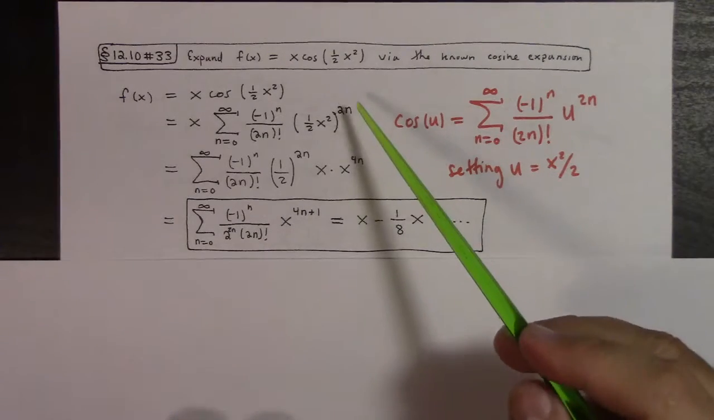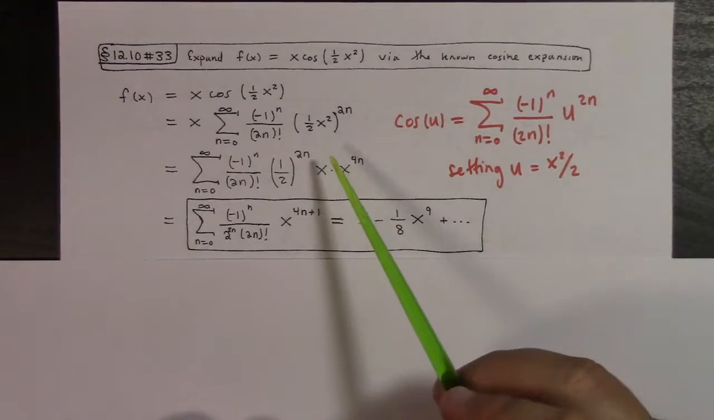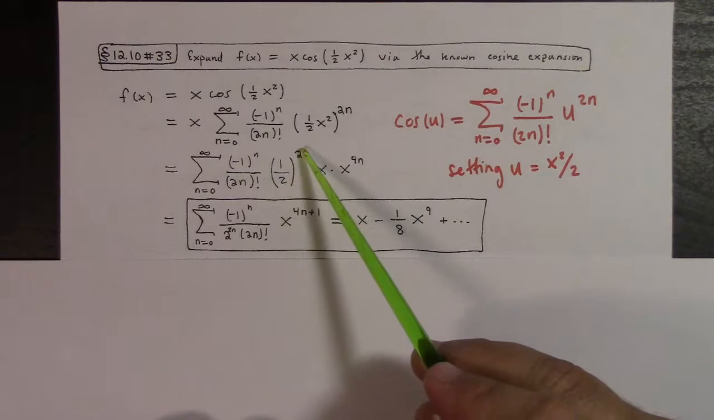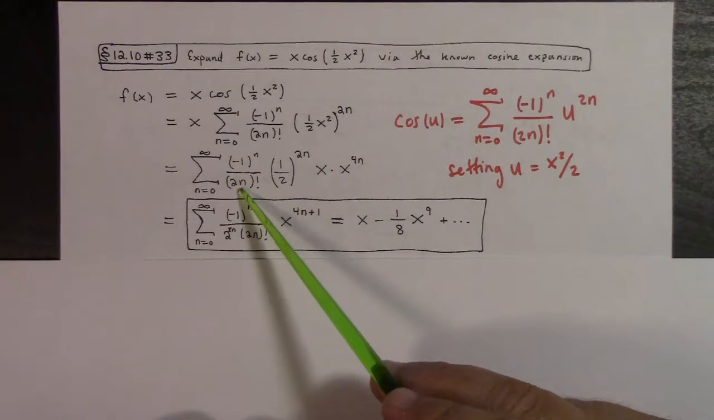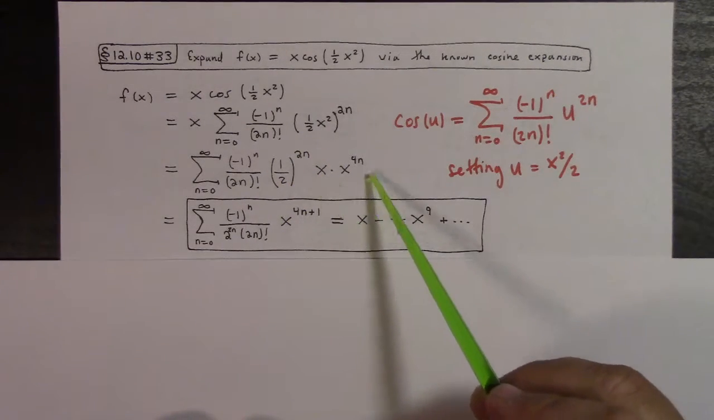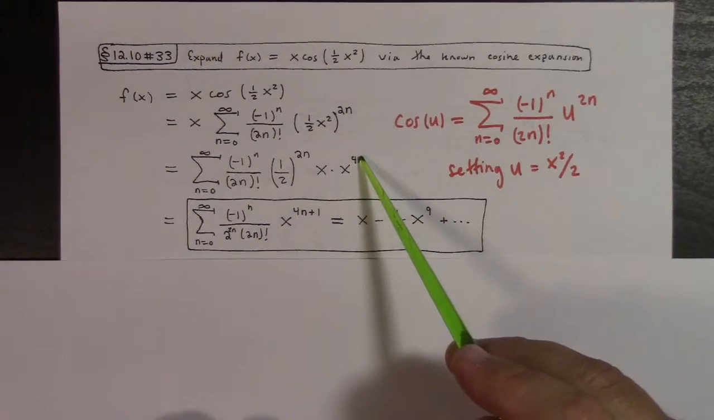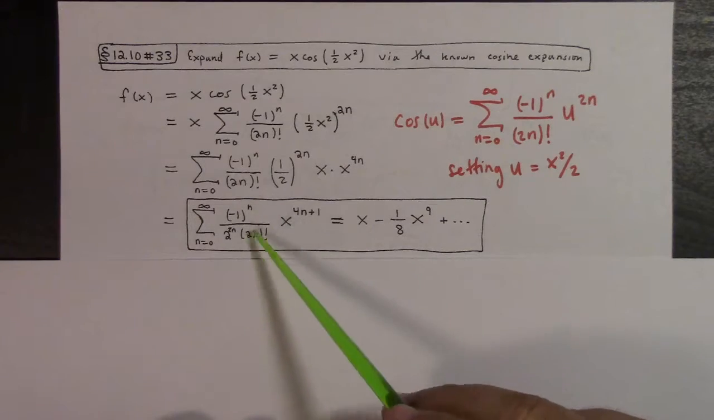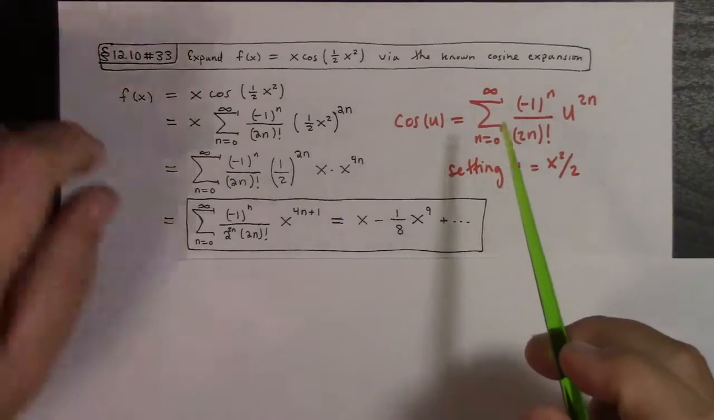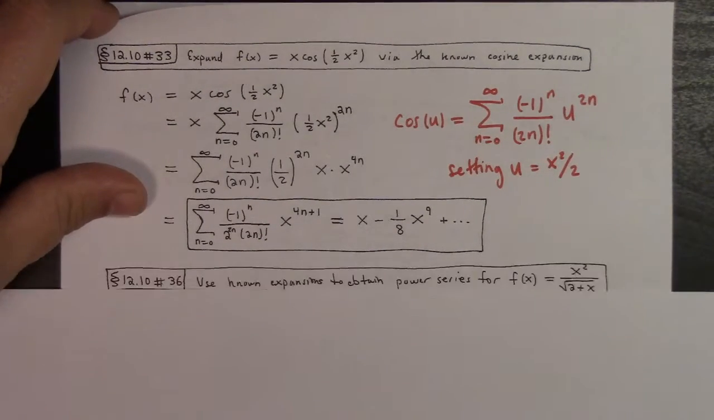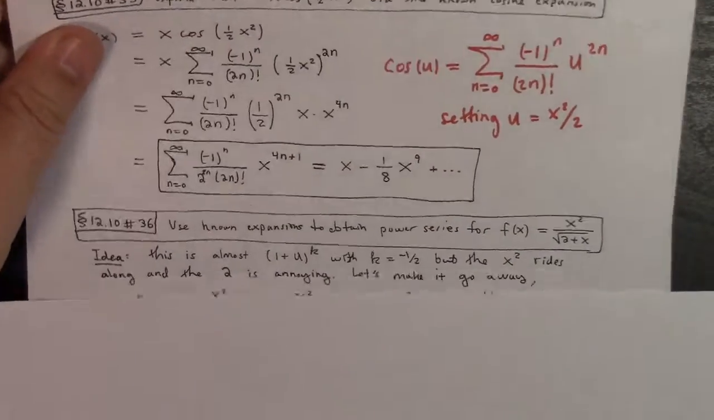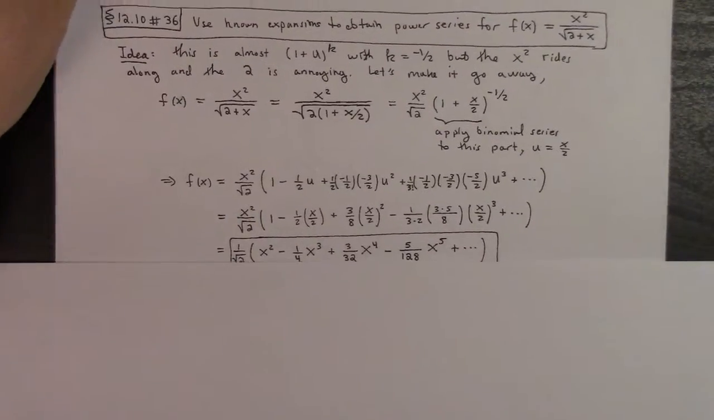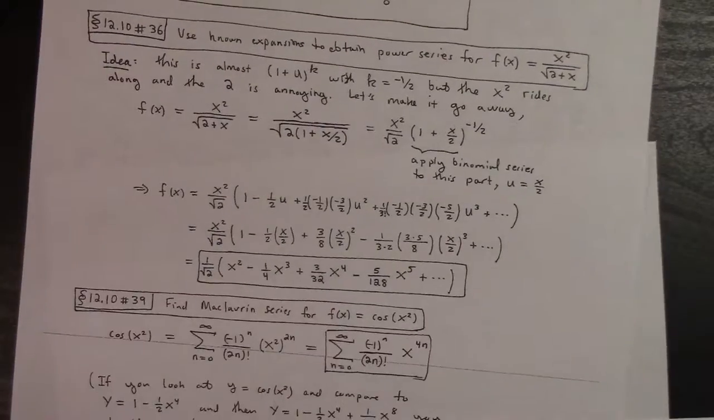And so doing that, and then working out the algebra, we have -1 to the n, 1/2 to the 2n times 2n factorial down here, and then x times x to the 4n, which is x to the 4n plus 1. And I just cleaned up things a little bit here. There's the first two terms. There you have it. Next, we're asked to use known expansions to obtain a power series.